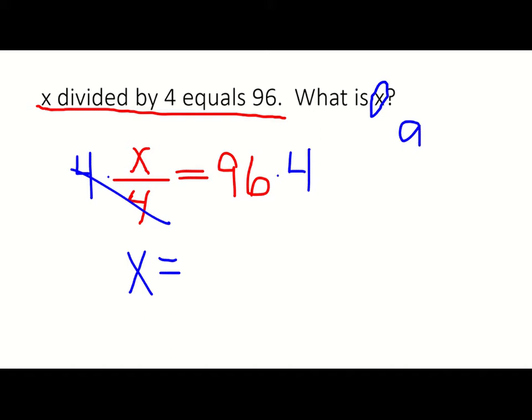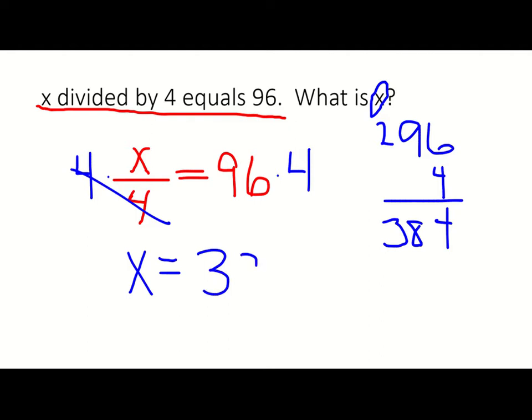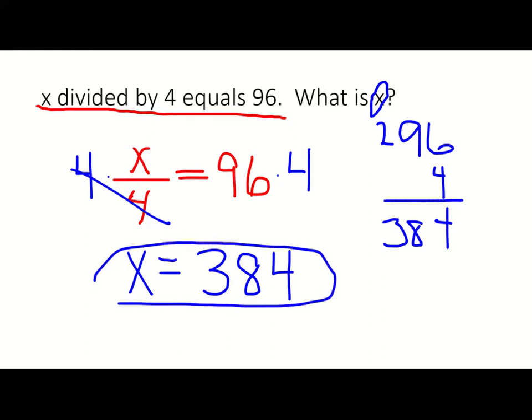Well, I don't know that off the top of my head, so I'm going to multiply it out off to the side. 6 times 4 is 24. 9 times 4 is 36, plus 2 is 38. So in this problem, x is 384. And since they straight up asked me what is x, I can circle this. x is 384.